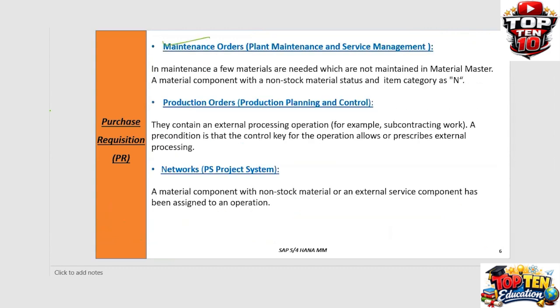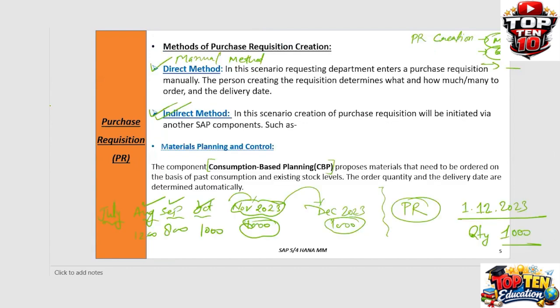Through maintenance orders, through production orders, through networks. These things are not discussed completely here in this SAP MM training, but one topic can be discussed, consumption based planning. And this is not now, because it is a topic from MM and PP integration.